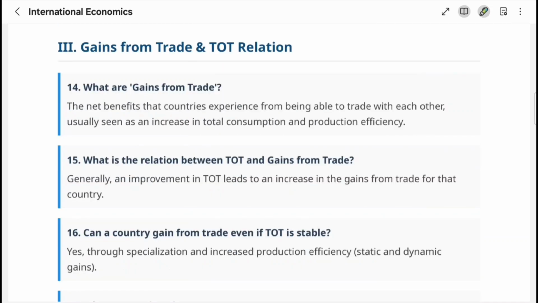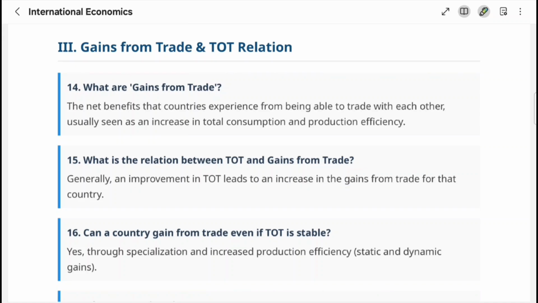Question 14. What are gains from trade? The net benefits that countries experience from being able to trade with each other, usually seen as an increase in total consumption and production efficiency. Question 15. What is the relation between TOT and gains from trade? Generally, an improvement in TOT leads to an increase in the gains from trade for that country.